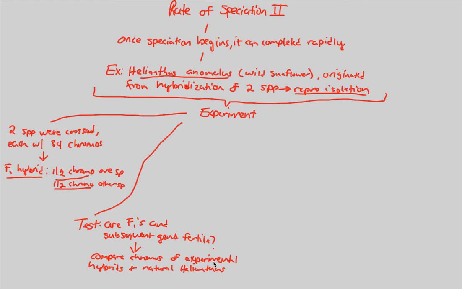So I'm going to put a genetic marker on the experimental hybrid chromosome. Let's say those chromosomes are going to light up blue if I put them under phosphorescent light. And if we look at the naturally occurring Helianthus, those chromosomes light up red or something. And we're just going to compare and contrast and see, is there a difference? And if there is a difference, what is causing the difference and why?